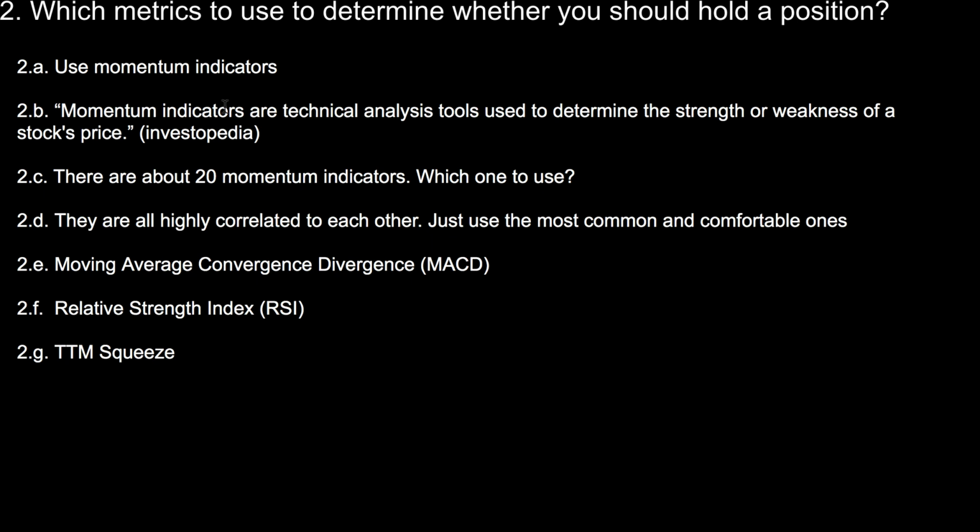Generally speaking, there are three most common ones. The first one is moving average convergence divergence, or MACD. The other one is the relative strength index, or RSI. The third one is called TTM squeeze.